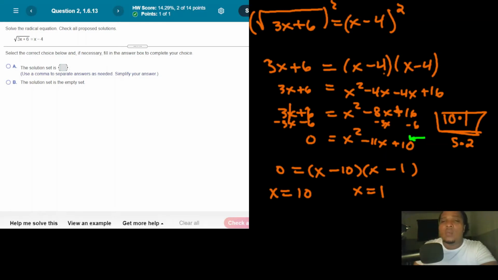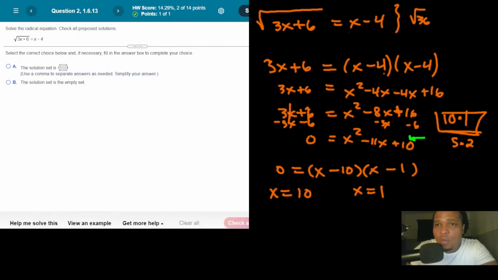So we have to look and find out if 10 and 1 are possible solutions. So let's go ahead and erase the original right quick, just the part where we started raising it to the second power. And we're going to go ahead and plug in those values to see if we get any funny business, like if we have a negative inside the square root or something. Okay, so let's go ahead and start by plugging in positive 10. So if you plug a 10 here, you're going to get 3 times 10, which is 30. That's going to give you a 36.